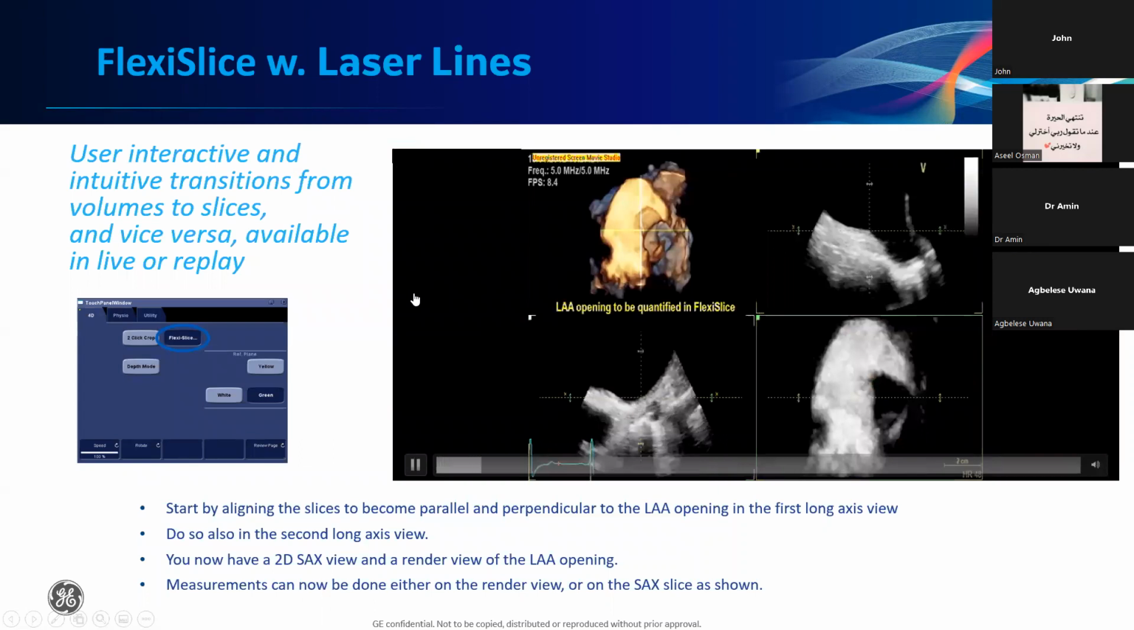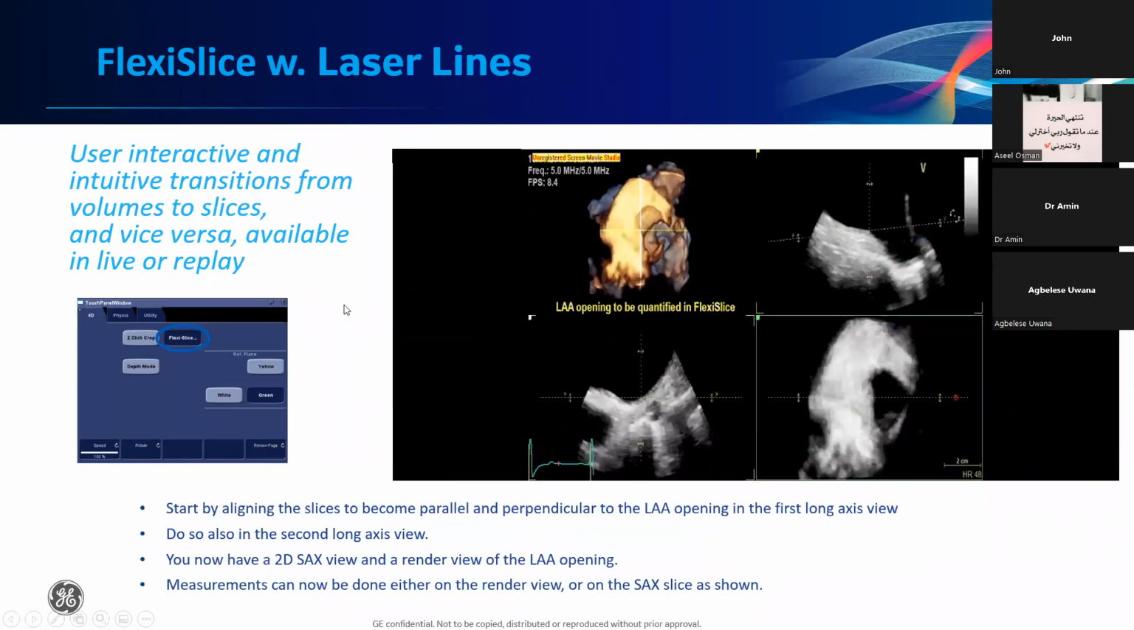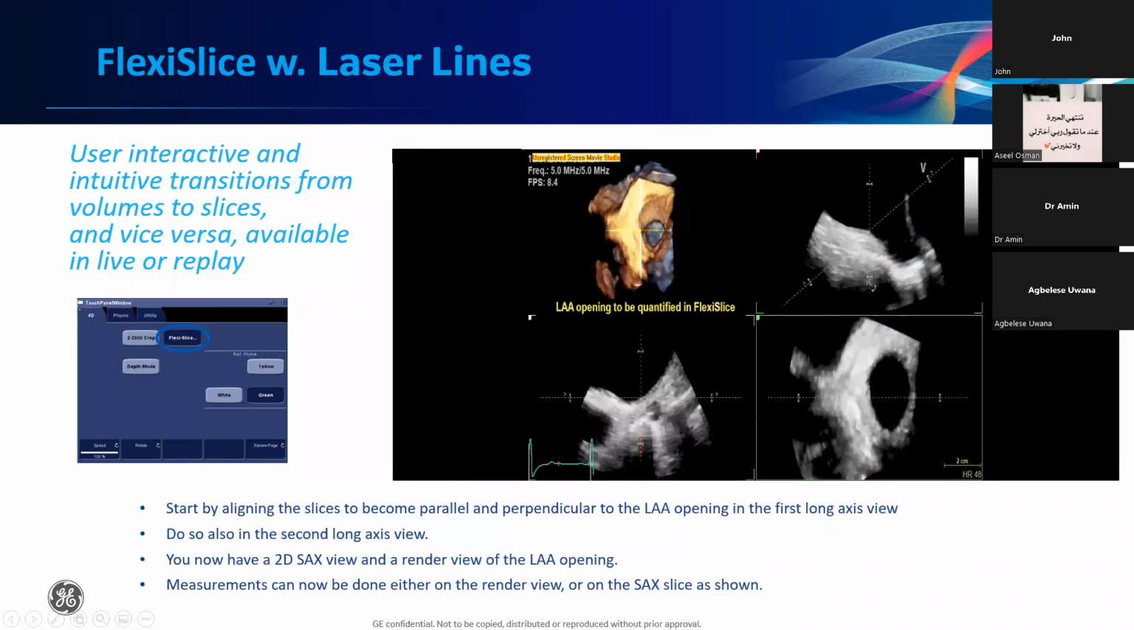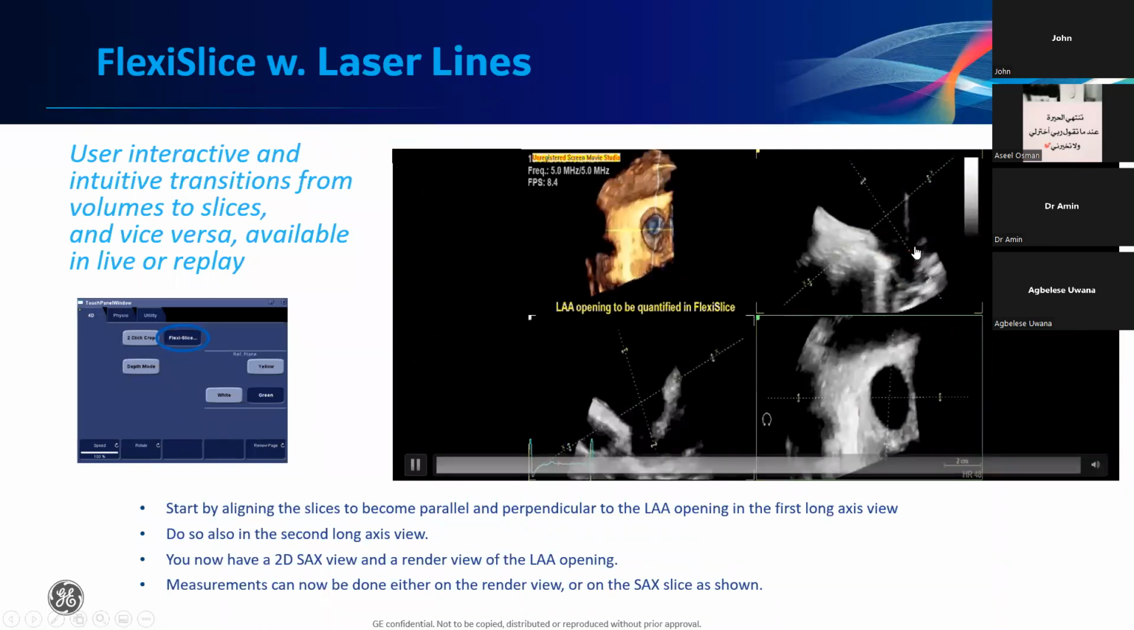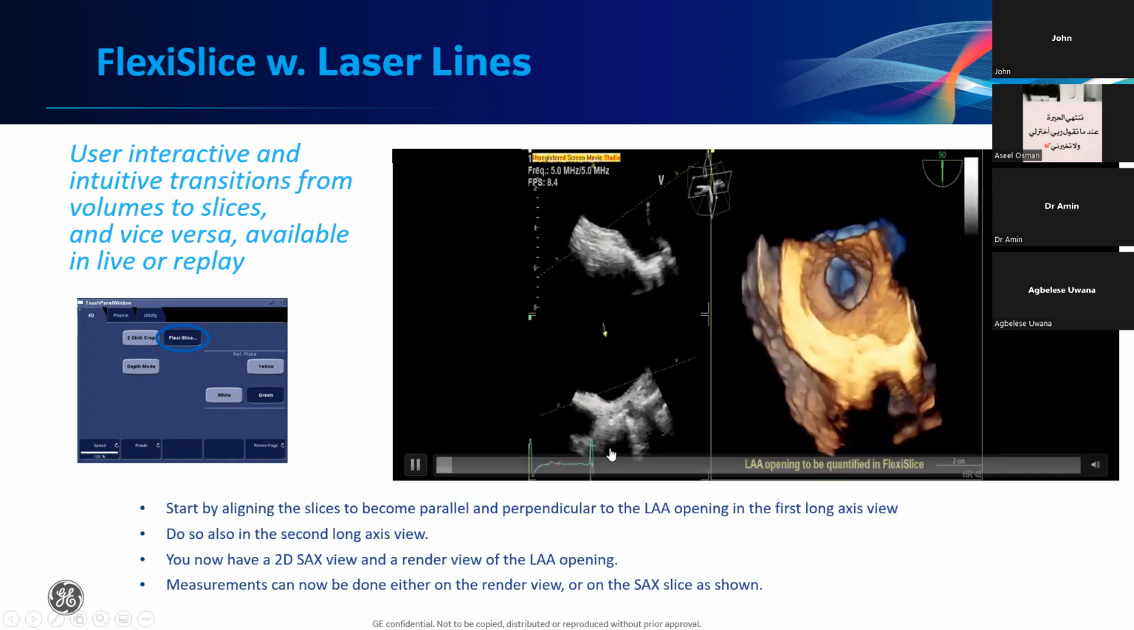Then we can also utilize 4D to go backwards into getting slice 2D planes that were not possible before or hard to achieve before. And this is an example of using FlexiSlice with laser lines. You can see the slice and you can see these long axis views where they are cut on the 4D volume. And you can also adjust one line here indicating that this is where the short axis is.